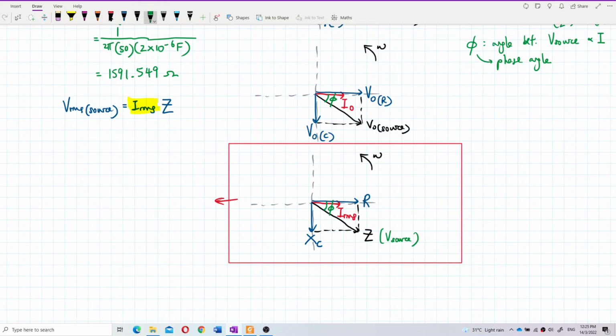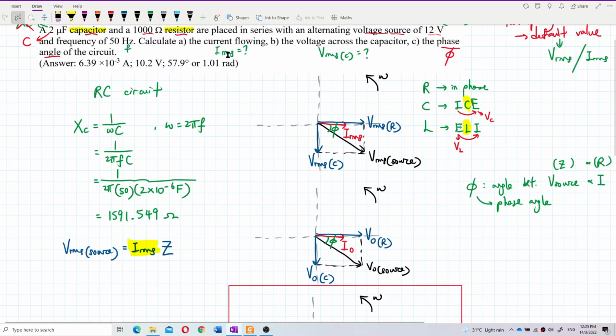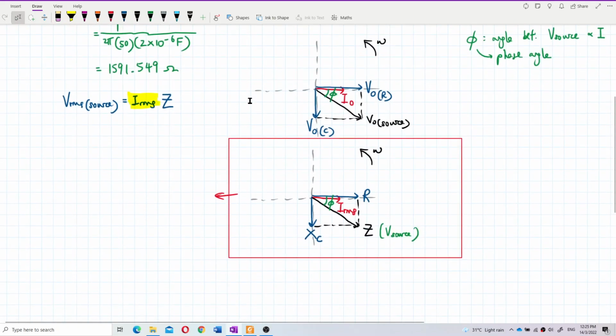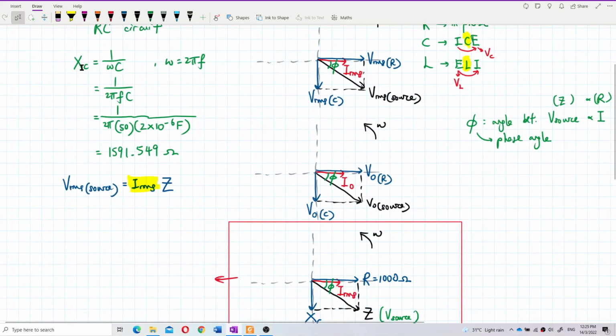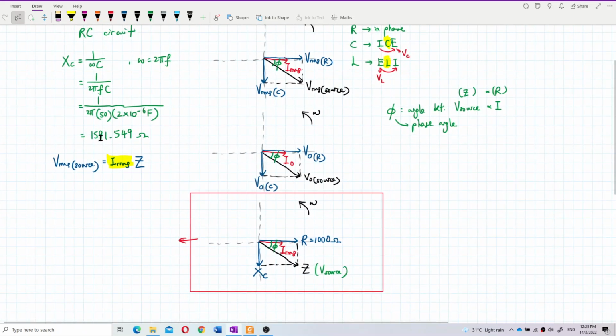Okay, let's find the impedance. So just now, what's the resistance? The resistance is 1000 ohm. Let me write it down using blue color: this is 1000 ohm. And the XC I got is 1591.549 ohm.